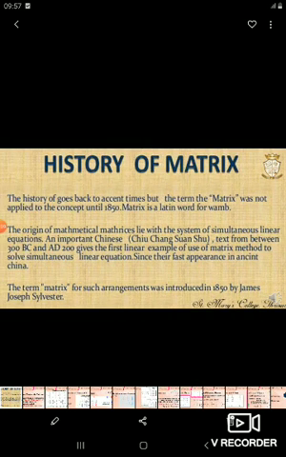Then I am just giving some history about matrices. The term matrix came in 1850 from Sylvester. The main origin came with the system of simultaneous linear equations that we will study in this semester. Then you just read over what is written here, the Chinese origin and all.